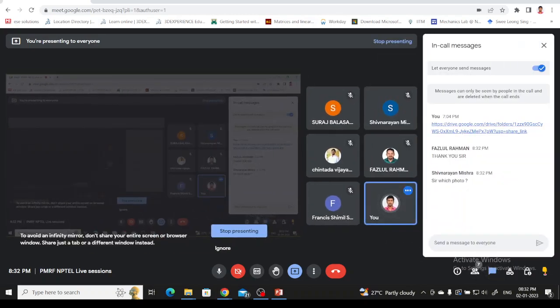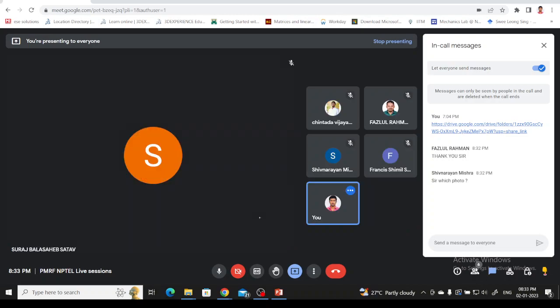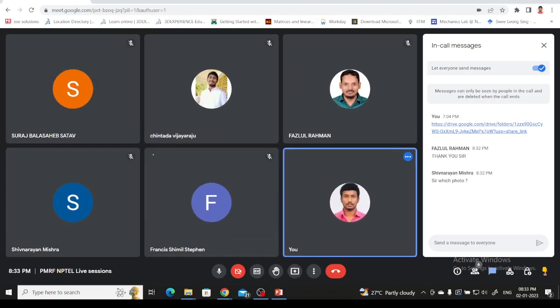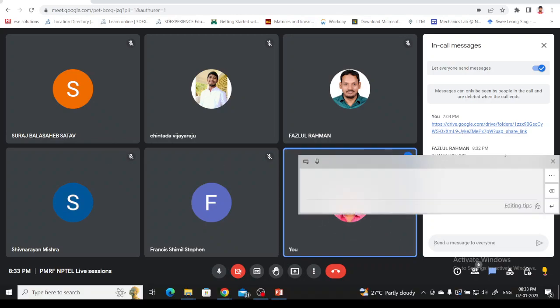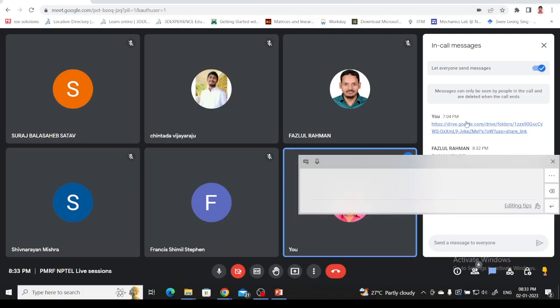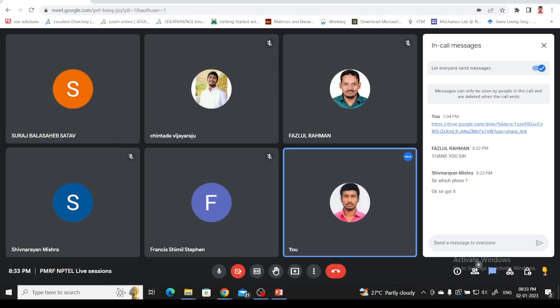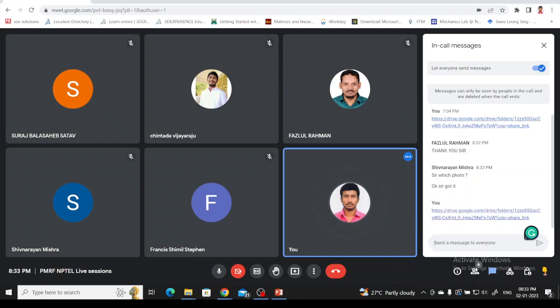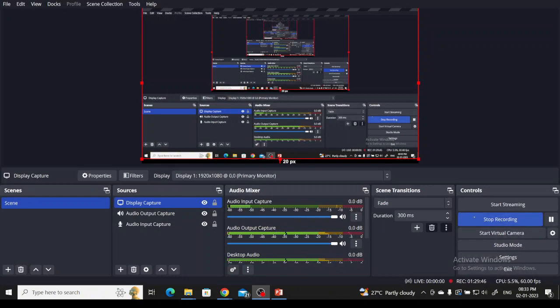Which photo? Can you access the Google Drive? Shivnarayan Mishra. Can you access the Google Drive? Yeah. Okay. Hello, sir. Yes. When are you going to upload that homework solution?